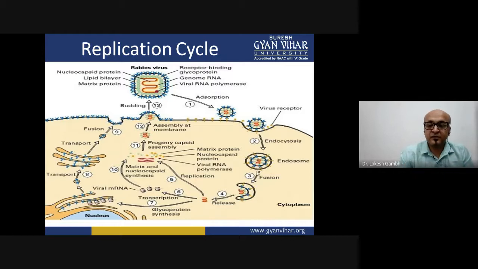And what is the fusion? The viral envelope fuses with the endosome membrane, thereby releasing the RNA genome into the cytoplasm. Once the RNA genome has reached the cytoplasm, it performs different functions. The first function that is performed is that it goes towards replication. It goes towards transcription.